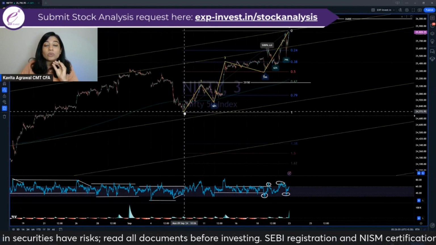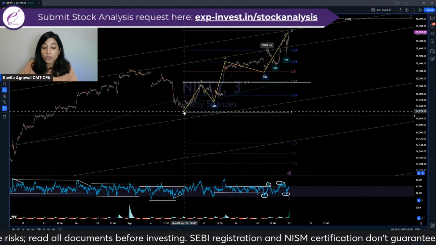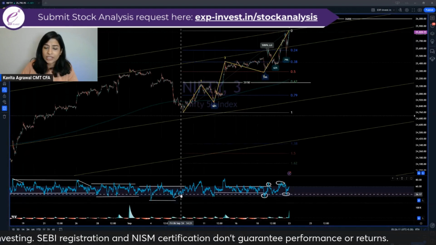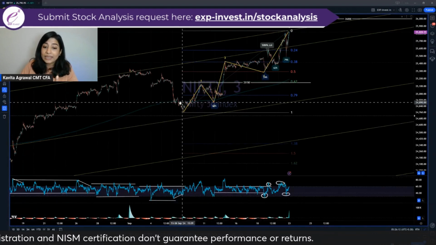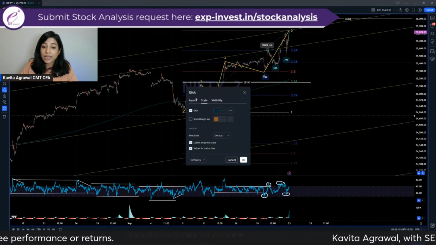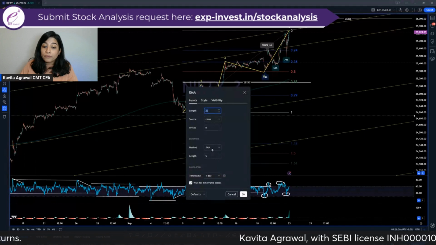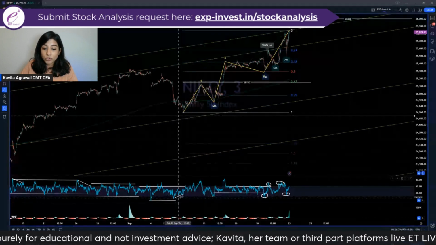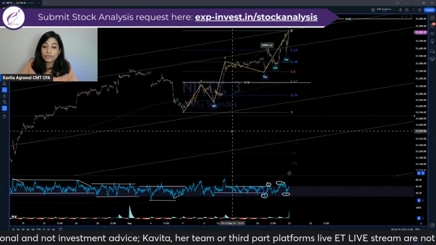And why have I counted it from the 6th of September onwards? Because there was a massive positive divergence, very clear cut, very textbooky positive divergence, the 20 EMA of the daily time frame, this blue line. So if you look at the setting, this is actually the 20 EMA of the daily time frame. This should be EMA.